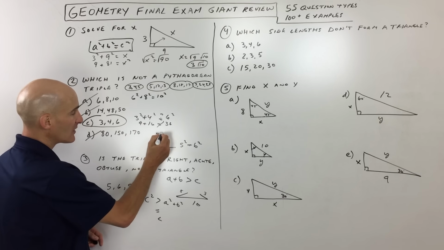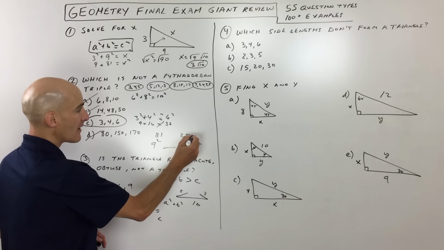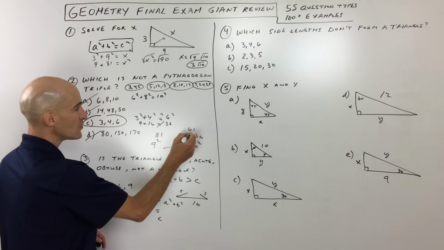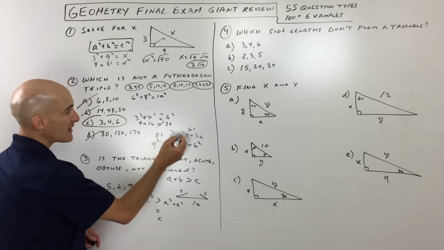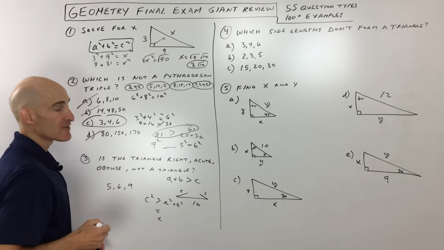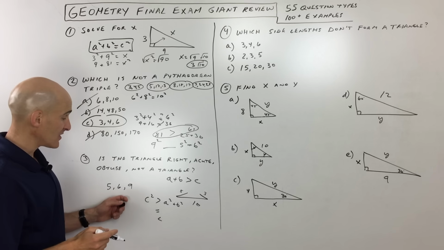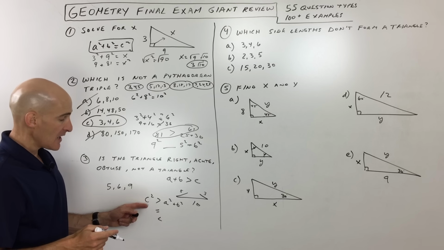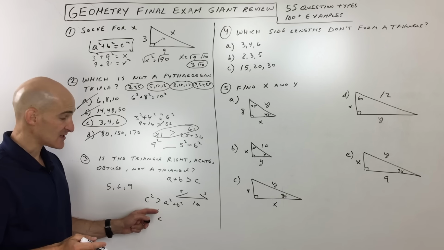So if we simplify that, we get 81. This is 25 and 36, which is 61, right? 81 is greater than 61. So what does that tell you? It tells you that this is obtuse, okay? If it's less than, then it's acute. If it's equal, it's right.